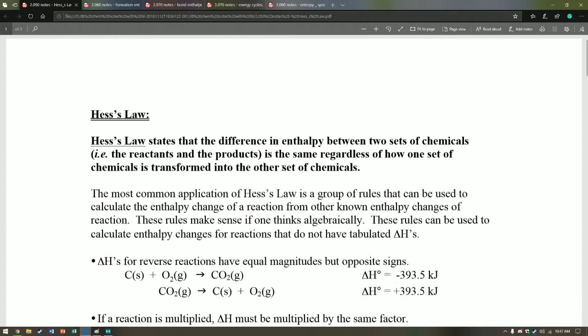What does that actually mean? That was a lot of mumbo jumbo, but maybe let me rephrase it like this. The difference in potential energy between two sets of chemicals is always the same regardless of how you got from chemical set A to chemical set B. That still doesn't make sense. Let me use an analogy.